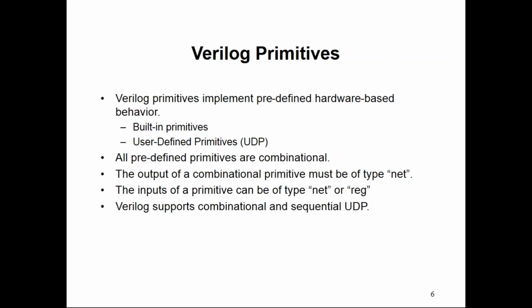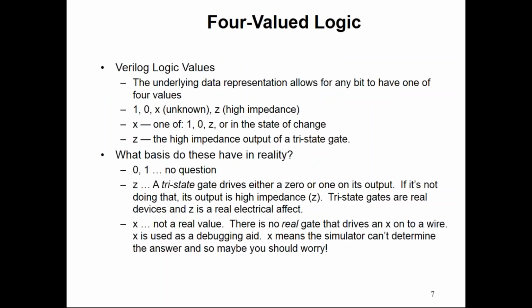But in the case of predefined primitives, we don't have any sequential circuit; it is purely combinational. That is your basic logic gates alone. Then there is four value logic used inside Verilog: level 0, level 1, the unknown state, as well as the high impedance state.